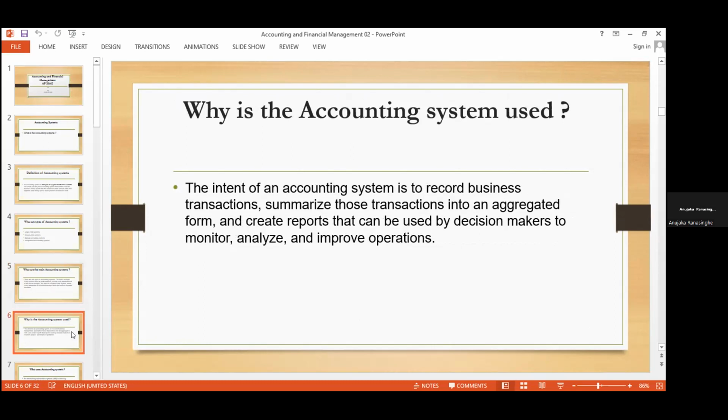Why is the accounting system used? Why do we want an accounting system? To record our accounting transactions, our day-to-day business transactions. That's why we want an accounting system. We want to prepare accounting statements, monthly accounts and so on. We want to record our day-to-day transactions.